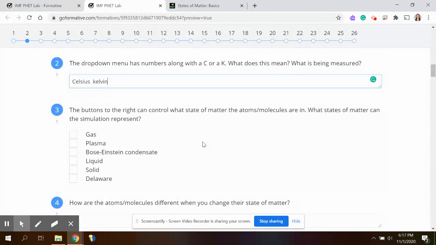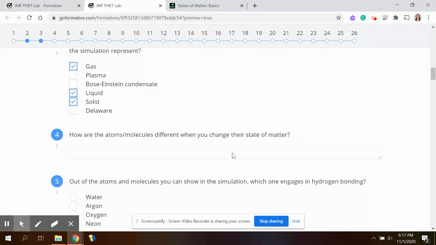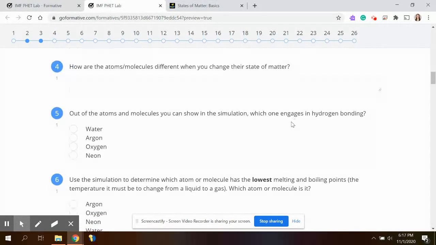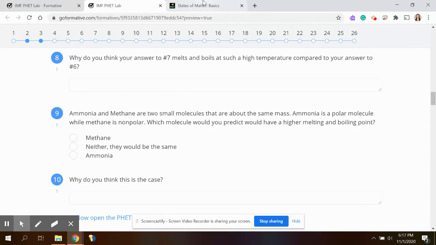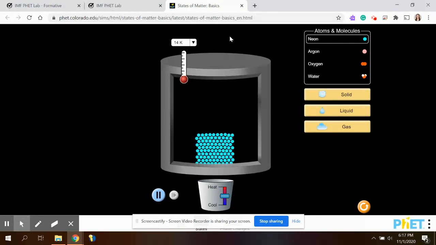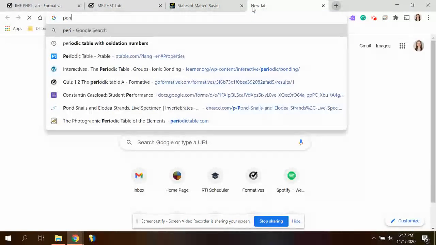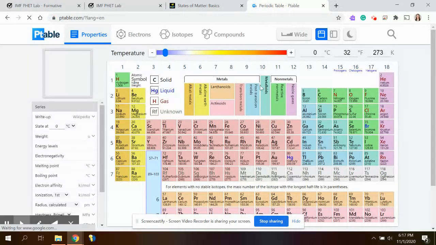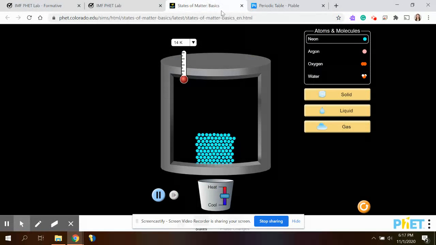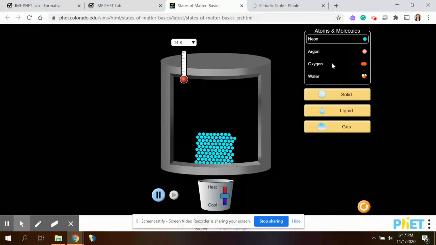Okay, these are the different states of matter. So we know, of course, that they're gas, liquid, and solid that the simulation shows. And then we're going to go through some of these things together. So first of all, let's look at our atoms and molecules. And actually, let me pull up a periodic table real quick. I really like using Ptable because it's really cool. Okay, so we have neon, argon, oxygen, and then water, which is the only molecule.